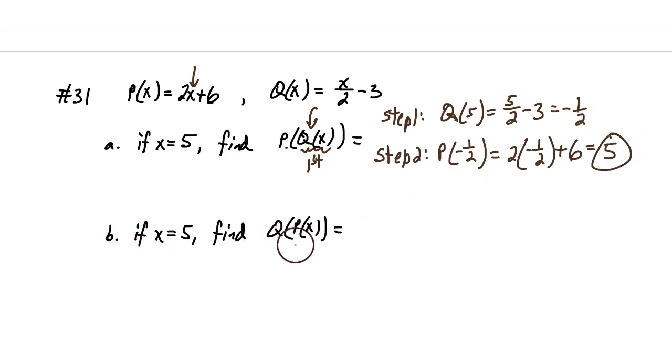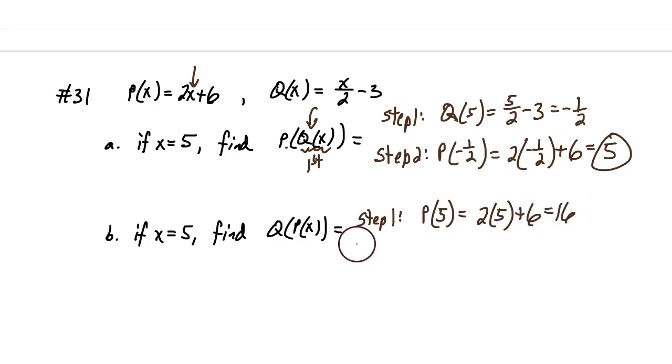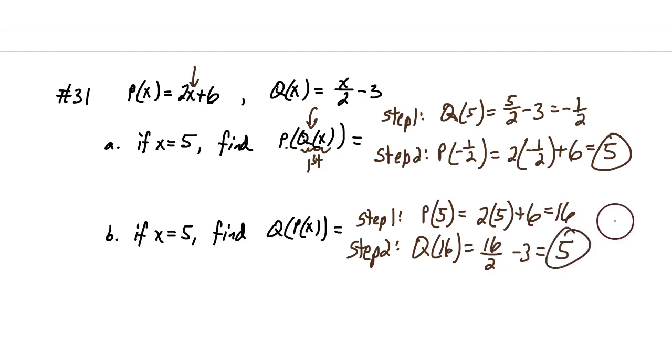Question B, let's just flip this around. Let's first find p of 5. So take the rule for p and fill in 5. That makes 16. Then in step 2, substitute 16 into the q. So we have 16 over 2, take away 3. This makes 8 minus 3, which is 5.